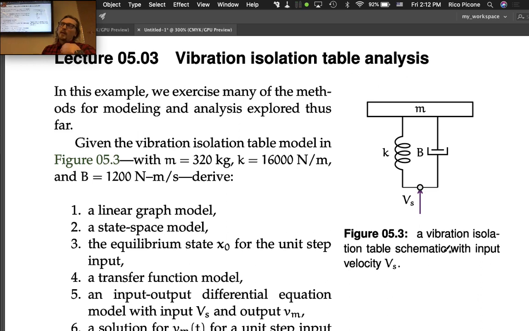This sort of analysis, a mass sitting on top of a spring and a damper, that we're going to use as a model for our vibration isolation table, arises in a lot of situations. It can also be used for a car model, for instance. If you're going to model the suspension system of a vehicle, you can model it as a spring mass damper system. The velocity input here would be maybe from the profile of the road. Maybe you're going to go over a bump, so we're going to do a step input.